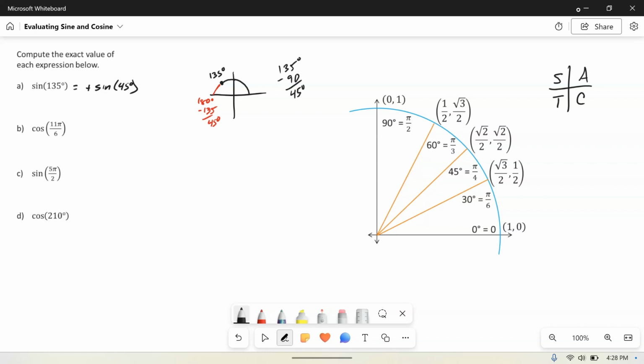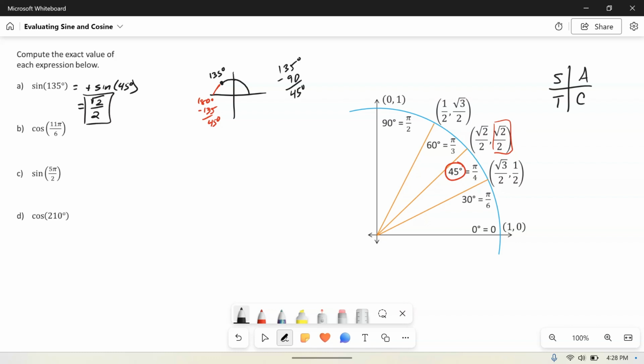Okay, and so to get my final answer, I just need to compute what is the sine of 45 degrees. Well, find 45 degrees on the unit circle. It's right in the middle of the first quadrant, and sine is the y coordinate. Okay, so I know the sine of 135 degrees will be equal to a positive, because it's in the second quadrant, it's the y coordinate, a positive square root of 2 over 2.